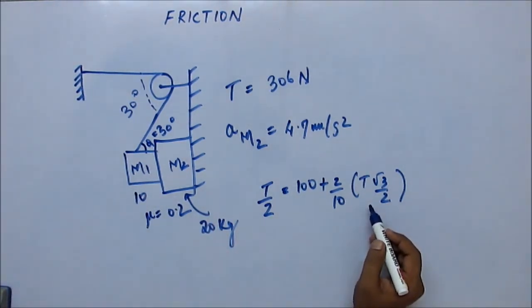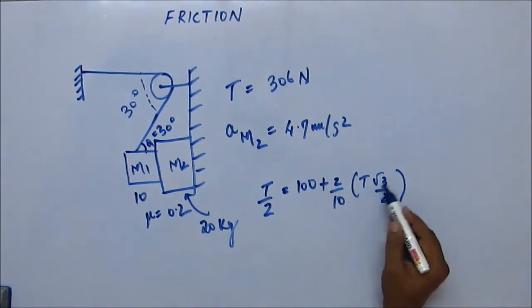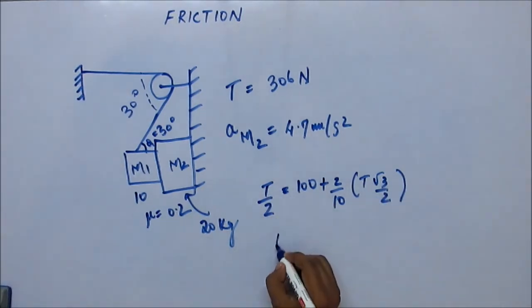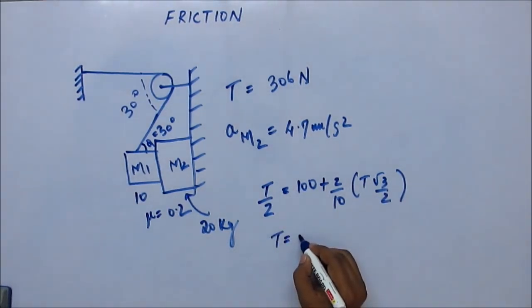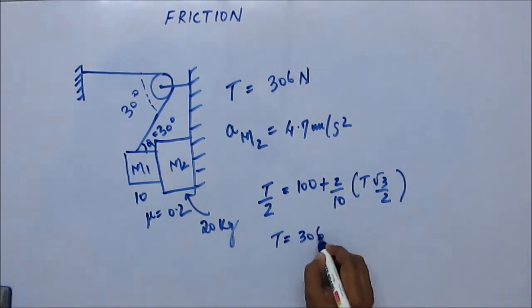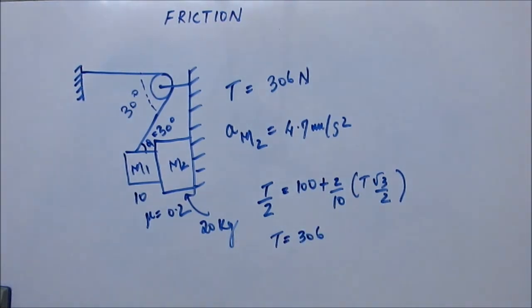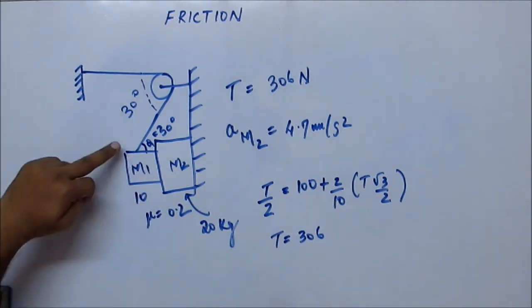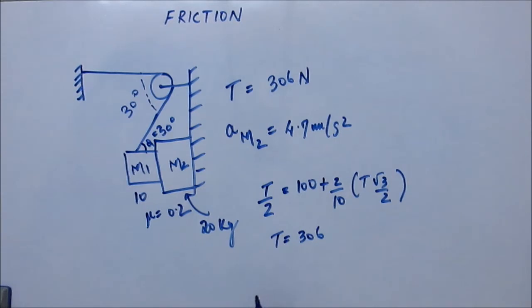From here you have to labor a little bit to put the value of root 3 as 1.73, and you have to get to the numerical value of T, but you will get T as 306. Okay, now once you have got T, then you have to look for acceleration of m2. For that it's pretty simple. You know that the horizontal component of tension will become the normal reaction here, and the force of friction is mu into n, and n is root 3 by 2 times T, and T you have calculated as 306, and mu is given.